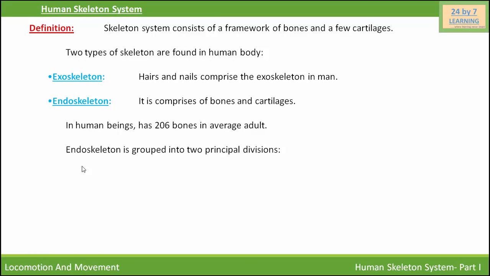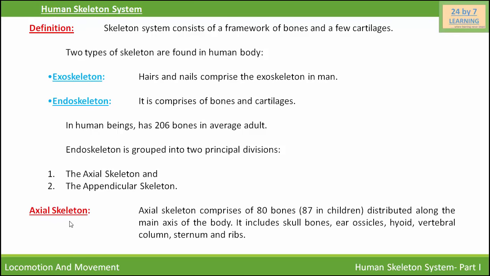On the basis of different skeleton structures present in the body of the organism, endoskeleton is grouped into two principal divisions. Number one is the axial skeleton and second is the appendicular skeleton. First we are going to discuss the axial skeleton. The axial skeleton runs along the middle longitudinal axis of the body. Axial skeleton comprises 80 bones that are distributed along the main axis of the body. Axial skeleton includes skull bones, ear ossicles, hyoid bone, vertebral column, sternum and ribs.